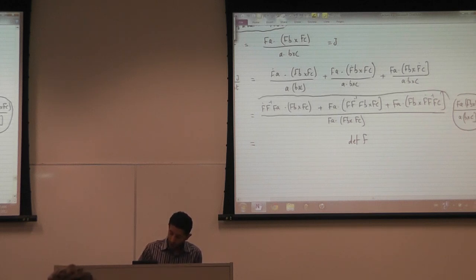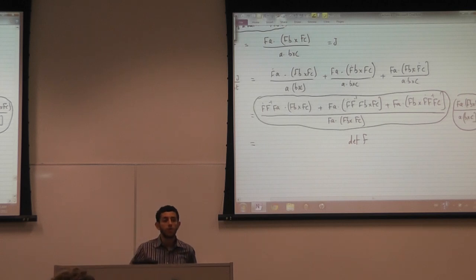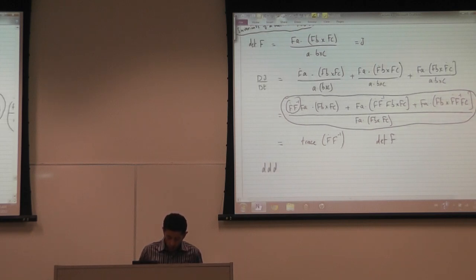Now, what is this? First invariant. What's that? First invariant. Of which? Of F dot F negative 1. So this is the trace of F dot F negative 1. Which means that dJ by dt is equal to the trace of L multiplied by J, which is the determinant of F. And we are going to use this identity in the next lecture.